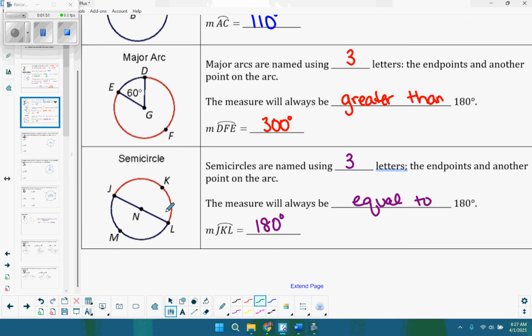A semicircle is exactly half the circle. So semicircles are named using three letters, the endpoints and another point. So it's going to be named the same way a major arc is. The measure will always be equal to 180 degrees, because if it's half the circle, it's half of 360. So that would mean arc JKL, or if I went the other way, arc JML would both be 180 degrees.